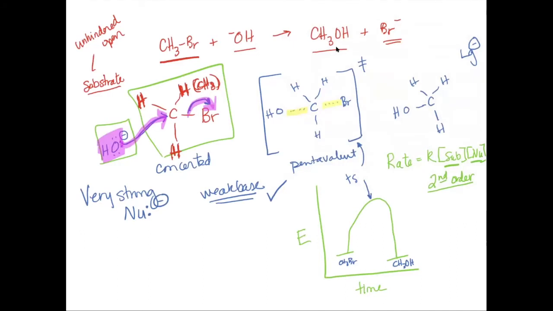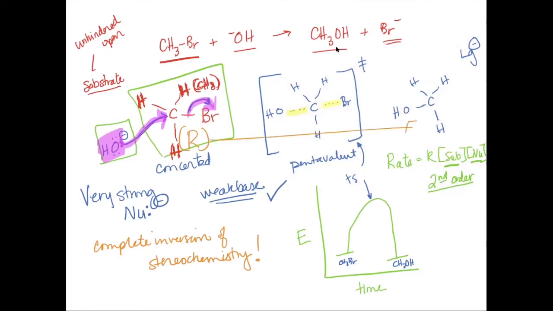And what that does is it gives us complete inversion of stereochemistry. So if this molecule right here was R, complete inversion would give us S. Complete inversion of stereochemistry, and that is because of the backside attack.